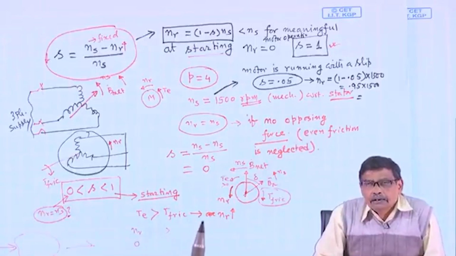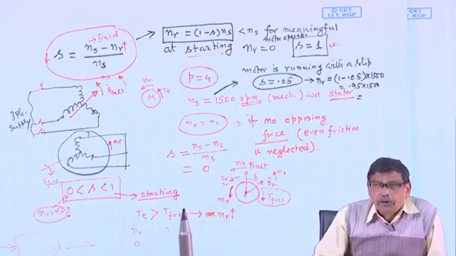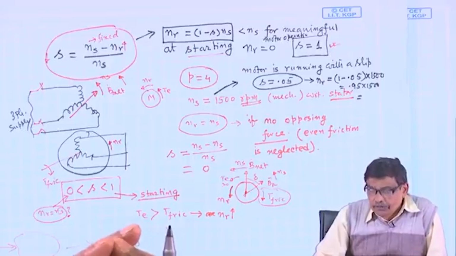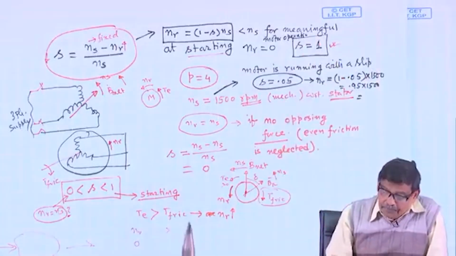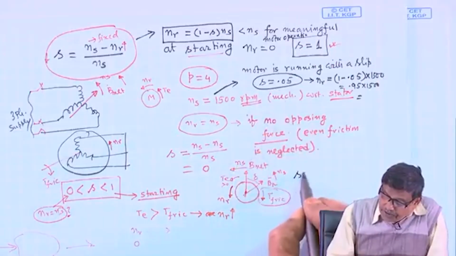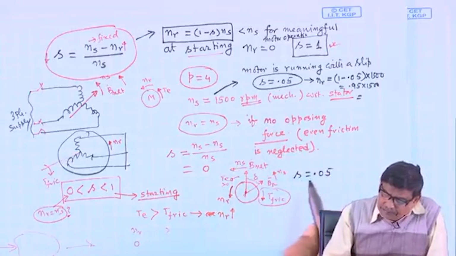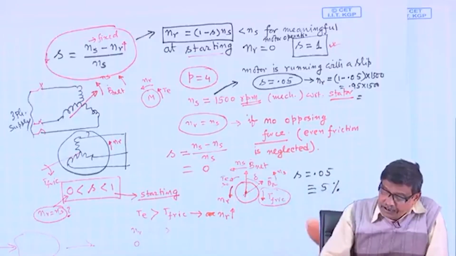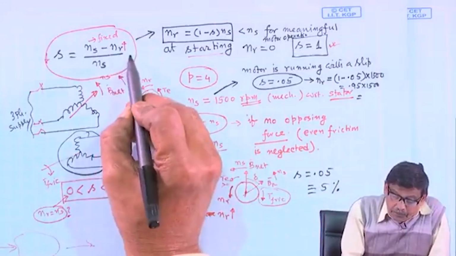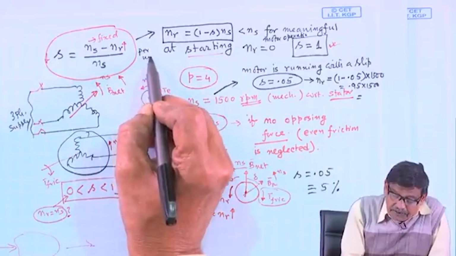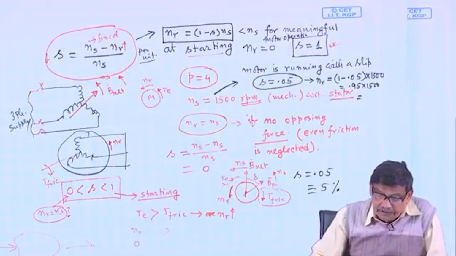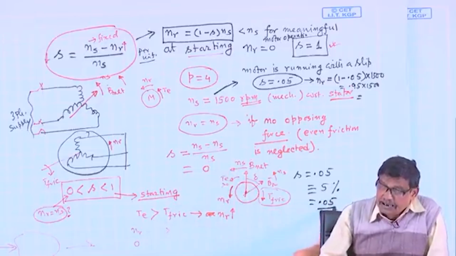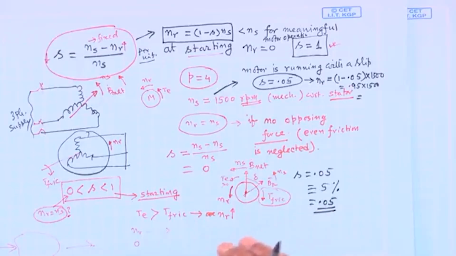Therefore, telling the rpm is one direct way of telling the speed of the machine, but often people will say the slip value, and this s equal to 0.05 is sometimes also told like this, the machine is running with a percentage slip. The slip is after all per unit. So, 5% means s is equal to 0.05 in absolute terms. This also you should note.